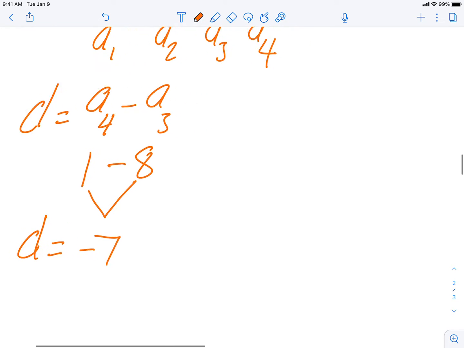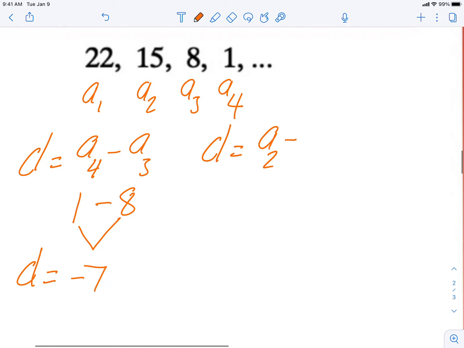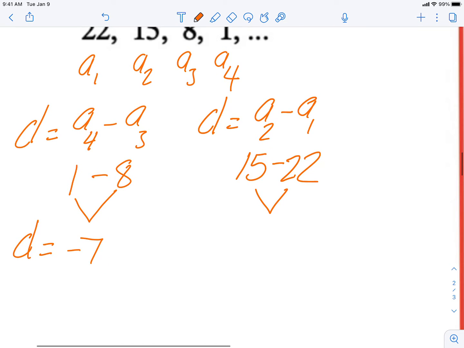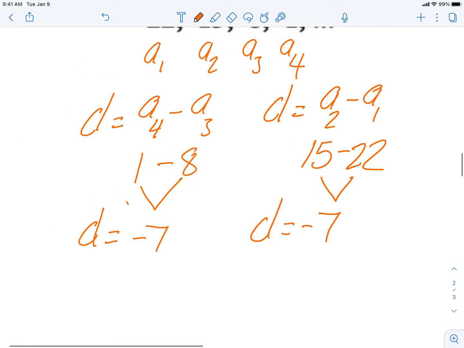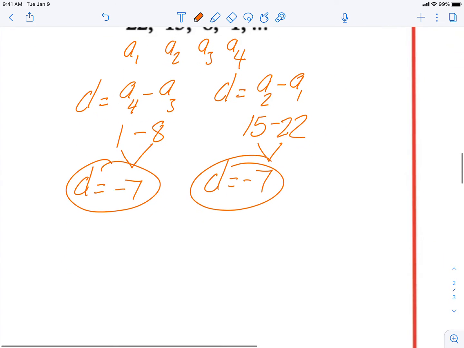Okay? Okay, good. -7. Let's try one more, though, just to be sure. Let me do the 2nd term minus the 1st term. The 2nd term is 15. The 1st term is 22. 15 minus 22, they're different signs. 22 minus 15 is 7, and negative because 22 is bigger. There you go. Look at that. Our common difference is -7.